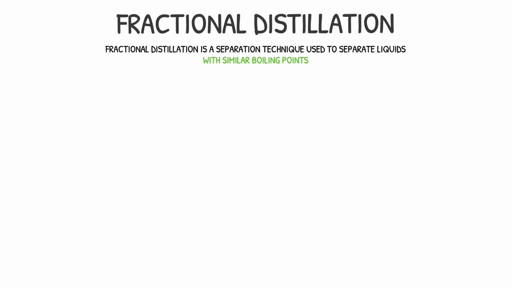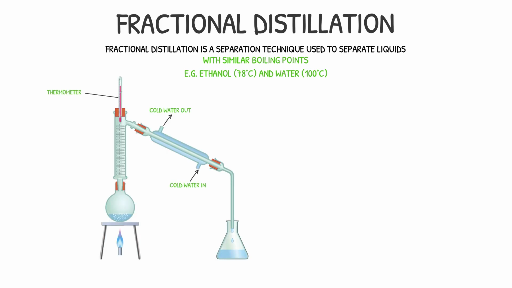Fractional distillation is very similar to simple distillation. However, fractional distillation is used to separate a mixture of two or more liquids with similar boiling points. Take a mixture of ethanol and water as an example. Ethanol has a boiling point of 78 degrees Celsius, and water has a boiling point of 100 degrees Celsius. To separate these two liquids, your mixture of ethanol and water would be added to a distillation flask containing anti-bumping granules. The mixture is then heated using a Bunsen burner.